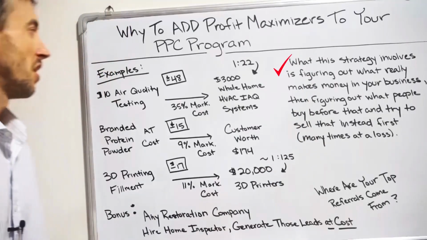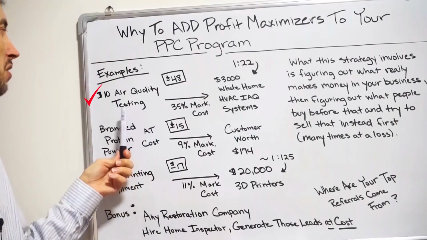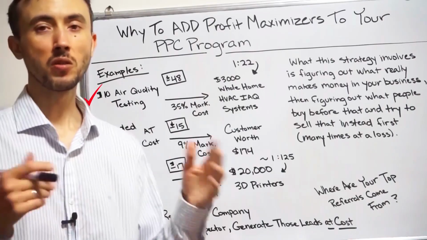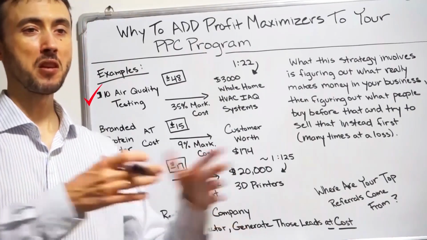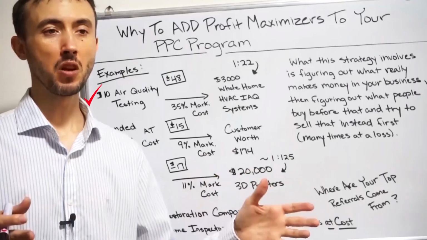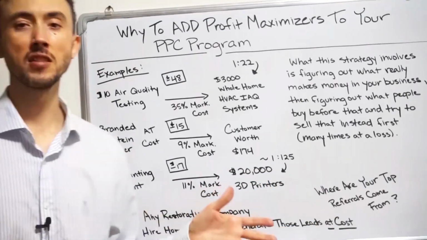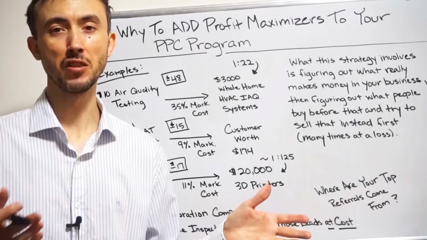In this particular case, I've seen somebody do an air quality test for $10. So air quality testing is where they come into your house, they try to see what you have as far as a problem, and that usually costs like $100 to get air quality testing inside your house.